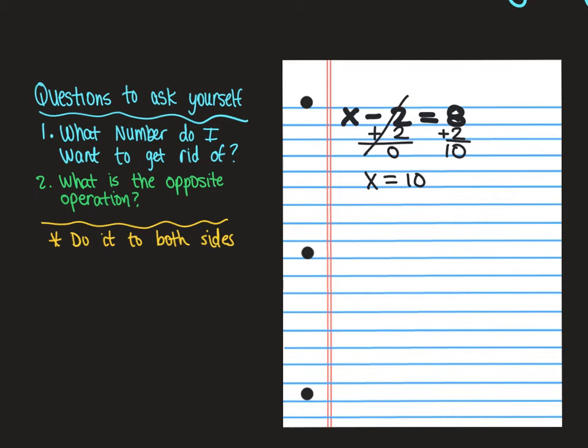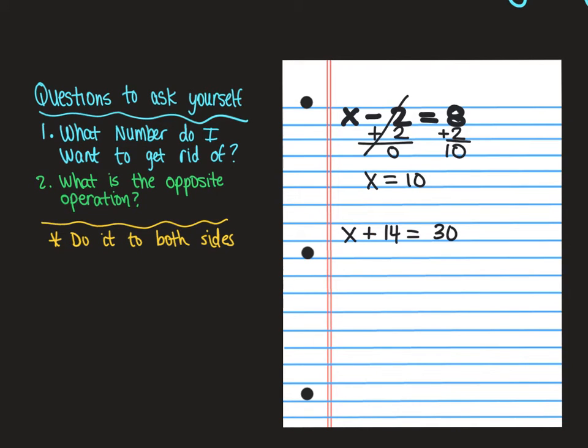All right, our next question is going to be X plus 14 is equal to, well, let's make it equal to 30. So there's my first line of work. What number do I want to get rid of? I want to get rid of this 14. What is the opposite? The opposite of adding is to subtract.